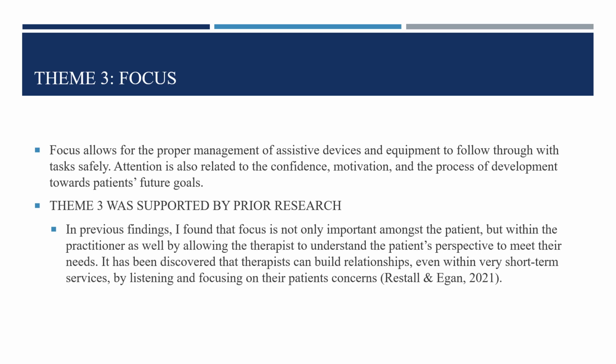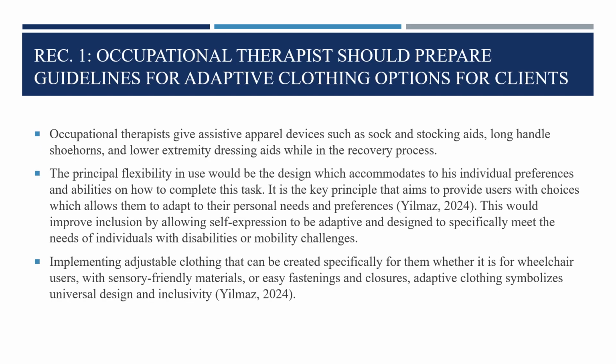These 3 themes have displayed prominent factors of universal design in a hospital setting by implementing proper communication, a safe and accommodative physical space, and a focused client-practitioner relationship within an occupational therapy environment. The first recommendation for inclusion would be occupational therapists should prepare guidelines for adaptive clothing options for clients.